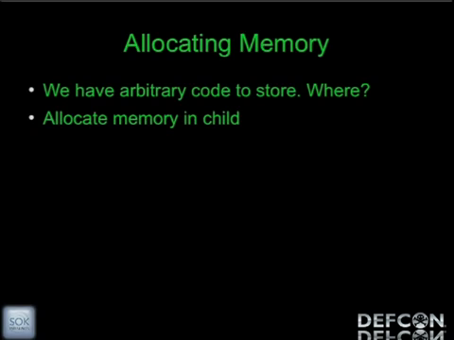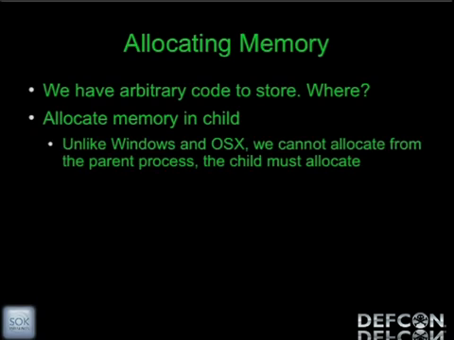So what we need to do is allocate memory in the child. But unlike Windows and OS X, we cannot allocate from the parent process. The child process must be the one to allocate. In Linux, in FreeBSD, in Solaris, there is no API to allocate memory in a different process. So the child process must be the one to allocate memory. So what we need to do is find where the kernel is called. And the kernel is called by a software interrupt called int80. We need to find out where int80 is in the program.